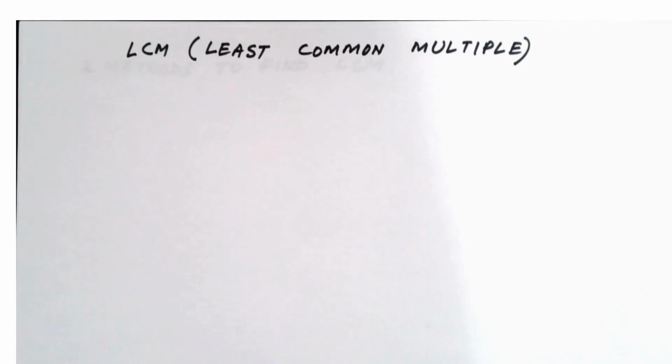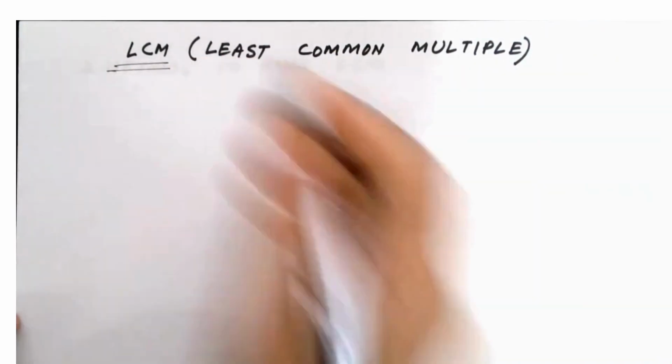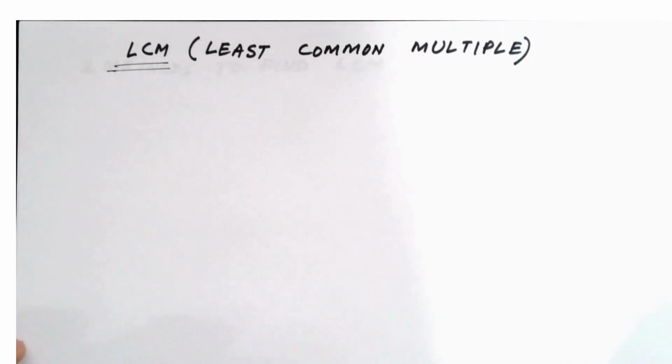Today we are going to learn about least common multiple, which is also called LCM. So what is LCM? LCM is like another concept, like the HCF we learnt in the earlier video, which was highest common factor. The LCM of two or more numbers is the smallest number which is a multiple of each of those two or more numbers.